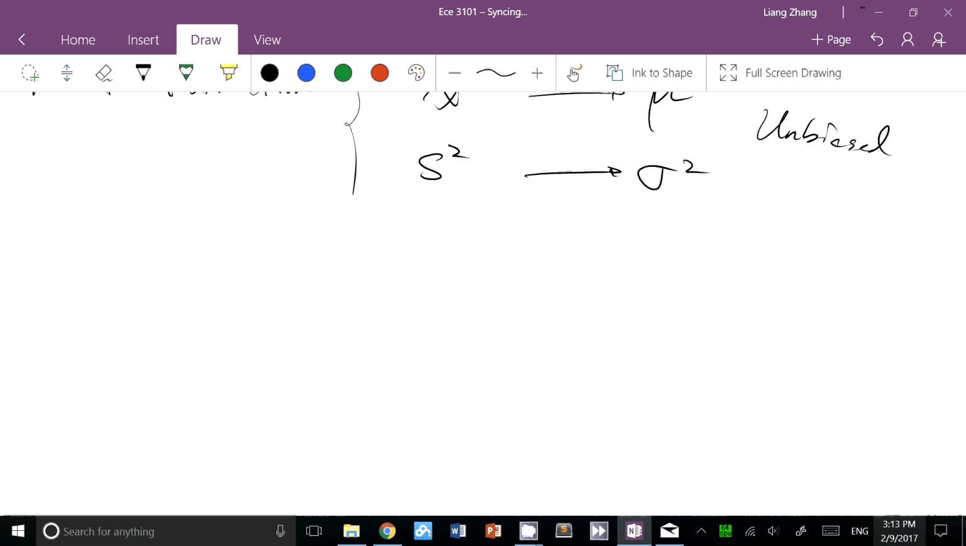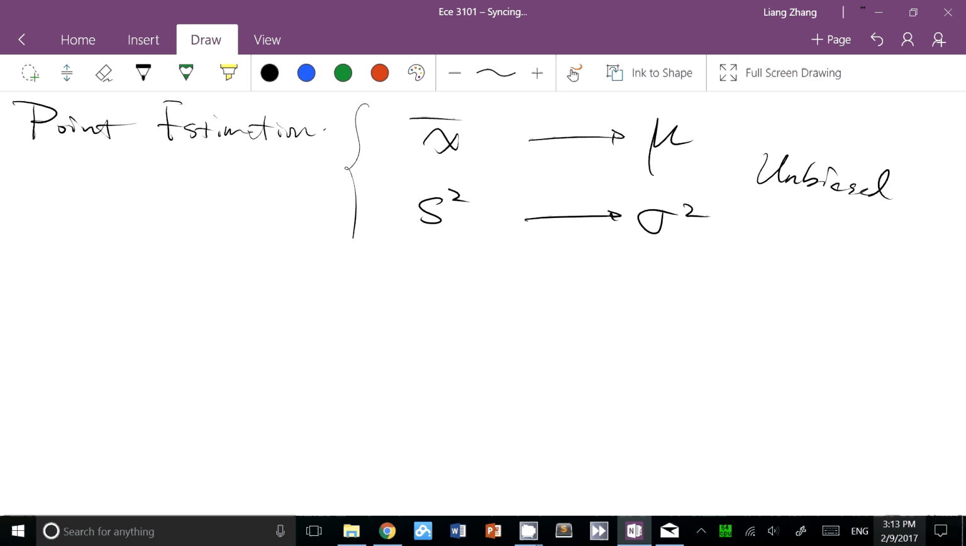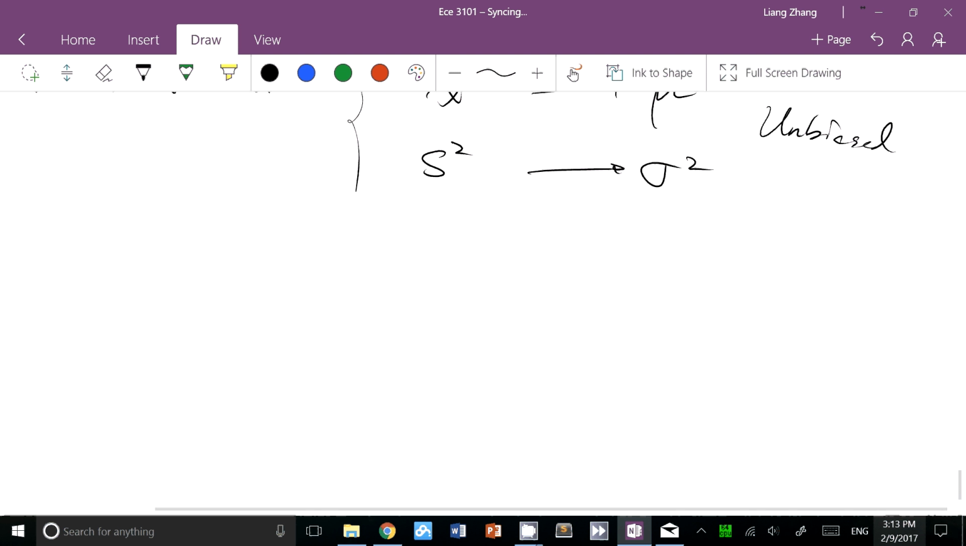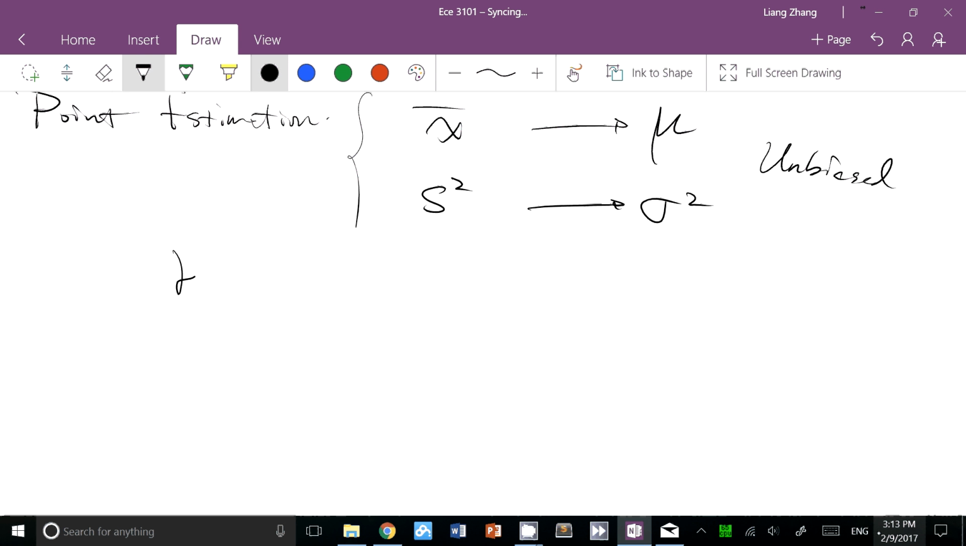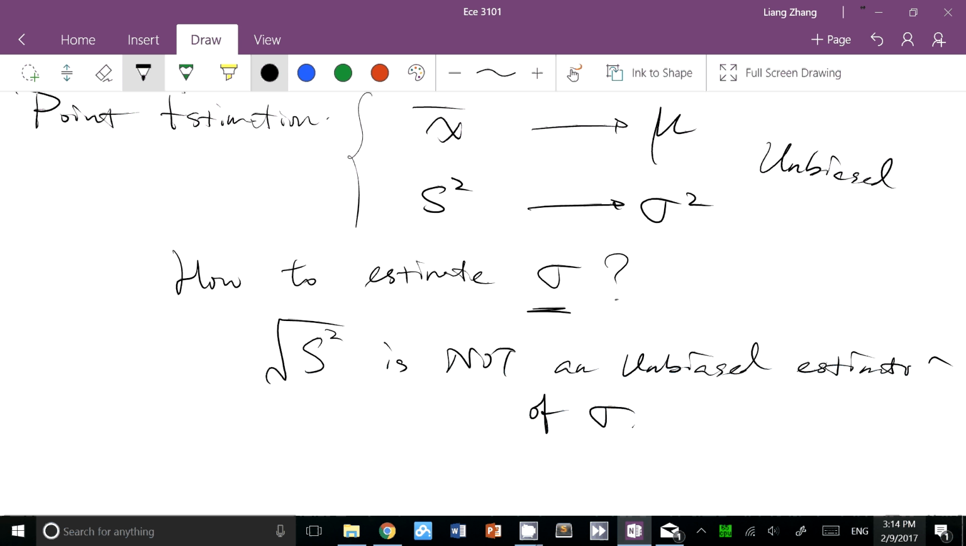Some of the probability theory is very intuitive, and some of it is not as straightforward. The one we're going to discuss right now is a little counterintuitive: how to estimate the population standard deviation, sigma. Well, you can say, it's simple, we just take the square root of the sample variance, like this. But it turns out that this is not an unbiased estimator of sigma. Well, this is the bad news.